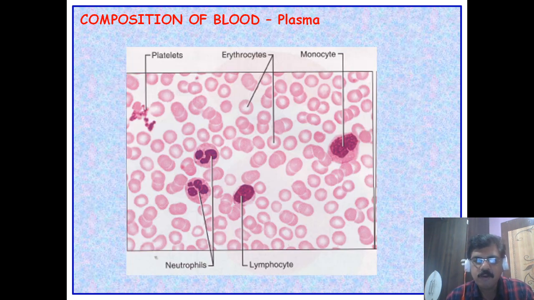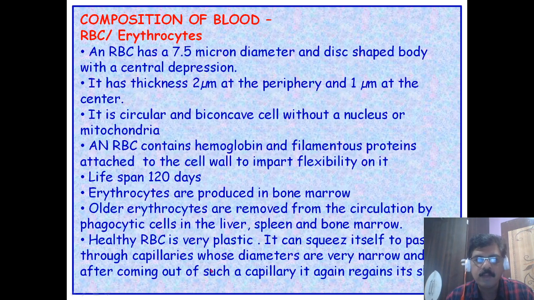This is the photograph showing the platelets. Then these are the erythrocytes or RBCs, which are devoid of the nucleus. And these are the monocytes. Then this is the lymphocyte, and these are the multilobed nucleated cells, which we call the neutrophils. Among the components or formed elements of the blood, the first one is what?